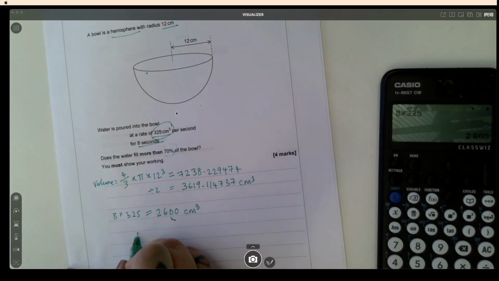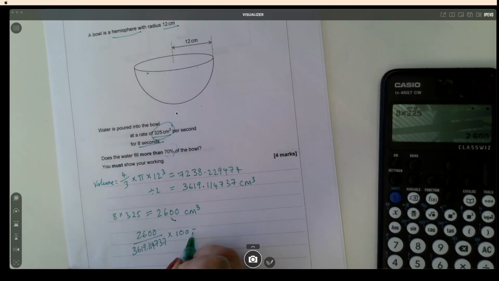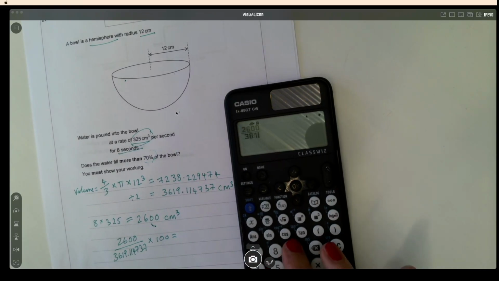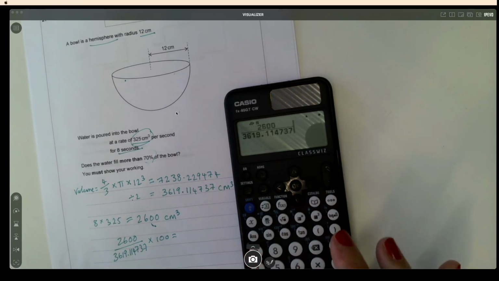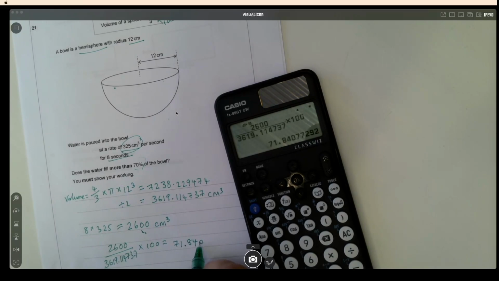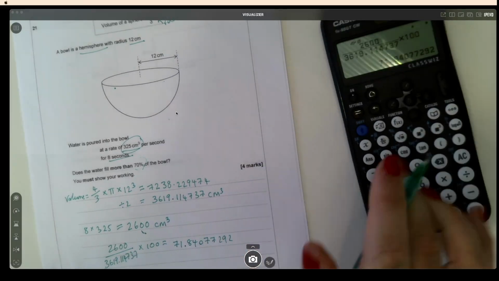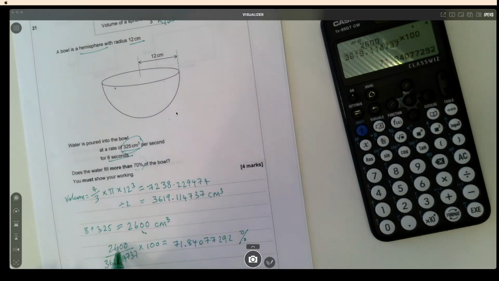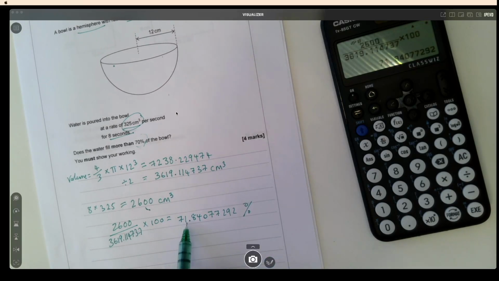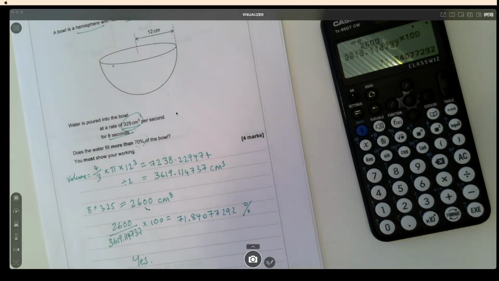So let's work it out. We've got 2,600 over our volume, and then we're going to multiply it by 100. So 2,600 over 3,619.114737 multiplied by 100 gives us 71.8407792. That's our percent, because we're dealing with the amount that we have out of the total amount multiplied by 100. So 71% is more than 70%, so you can just say yes at the end there.